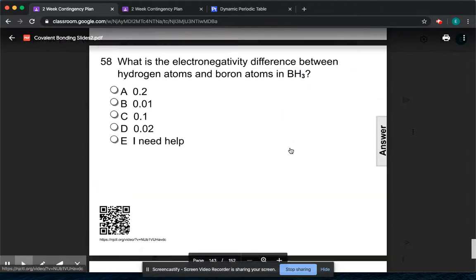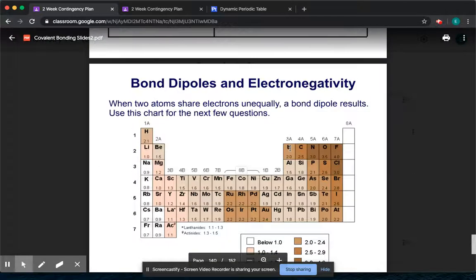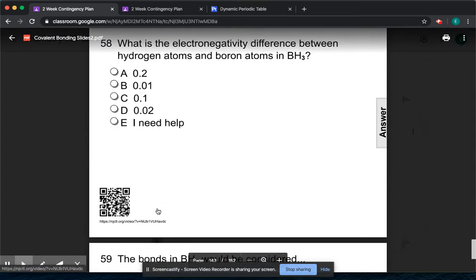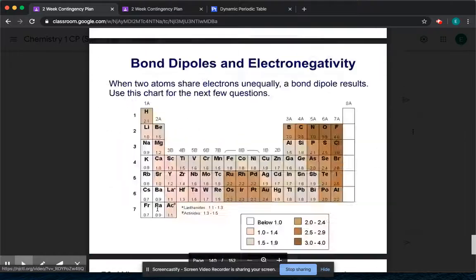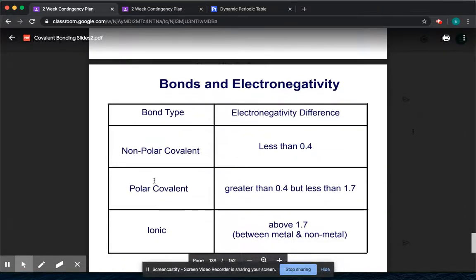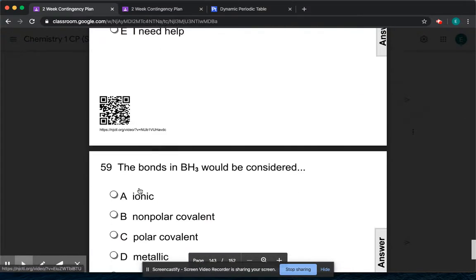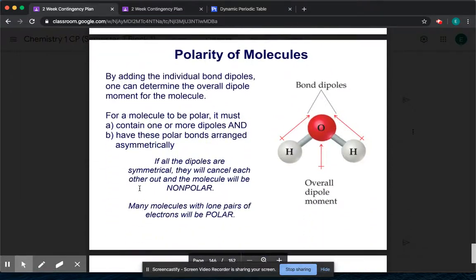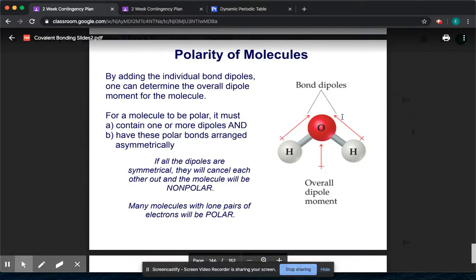Let's look at the difference between oxygen and hydrogen. Oxygen would be 3.5. Hydrogen is 2.1. So the difference is 1.4. If the difference is 1.4, it would be polar covalent. So oxygen is pulling the electrons towards it. This is why you end up with the arrows going up this way. But because it's at an angle, the pulls don't cancel.